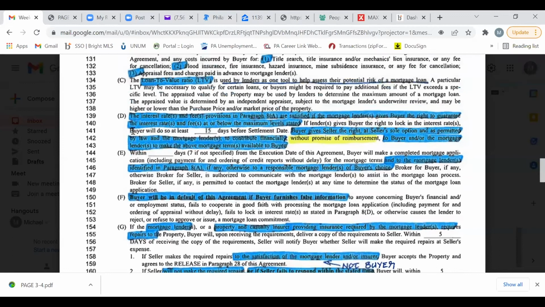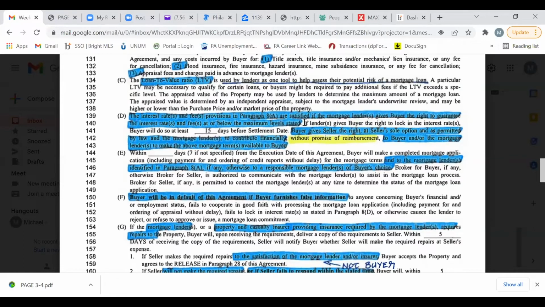Paragraph D, the interest rates and fees provisions in paragraph 8A are satisfied if the mortgage lender gives buyer the right to guarantee the interest rate and fees at or below the maximum level stated. So again, even if you have a range of 4.5 to 5, and miraculously the rates went down to 4%, it's below that range, so you still have to take it. It's just when it goes above 5%, or whatever the maximum amount you wrote in.